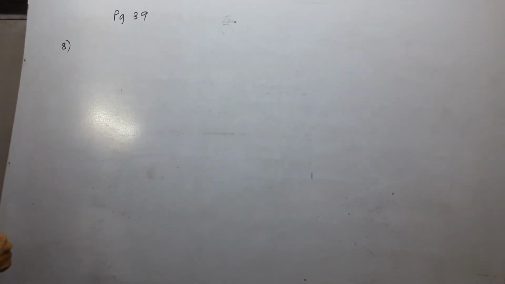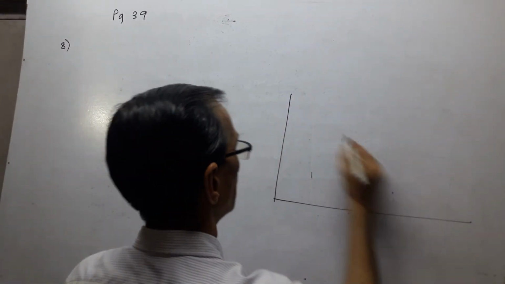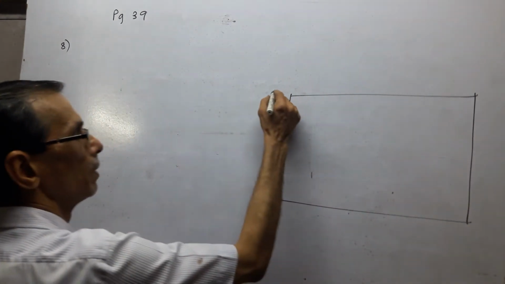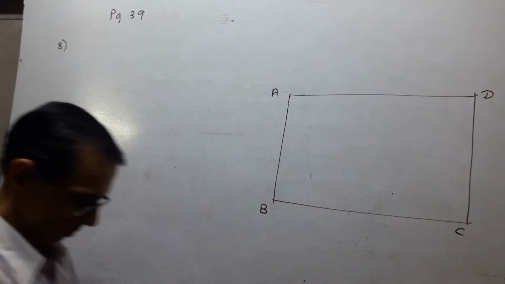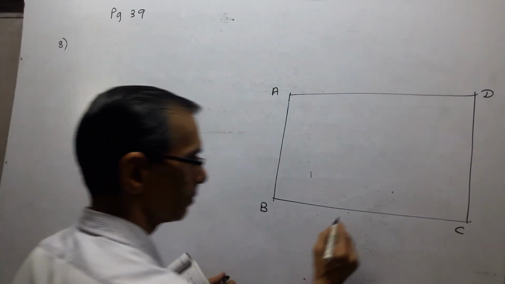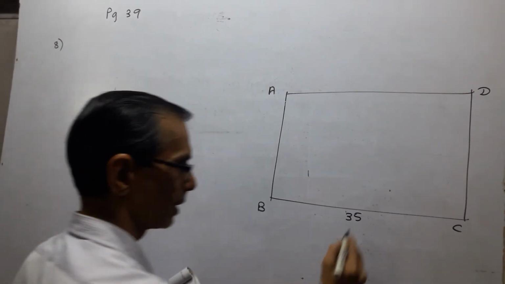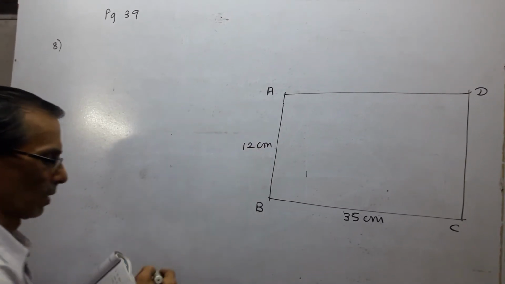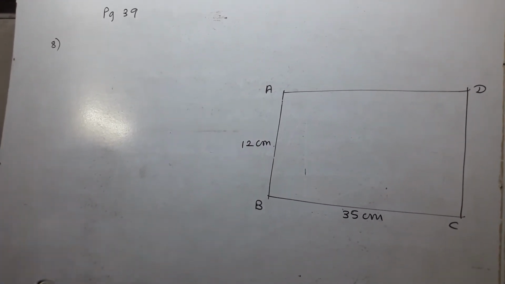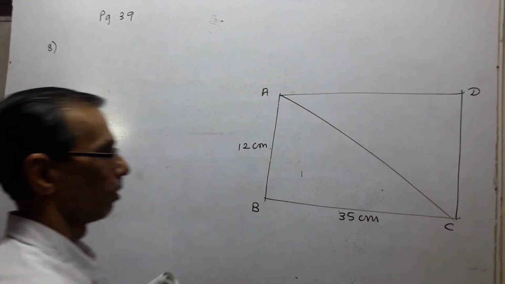Let us take the 8th one on page 39. Here it is given, ABCD is a rectangle. The length is 35 centimeter and the breadth is 12 centimeter, and we have to find the diagonal of the rectangle.